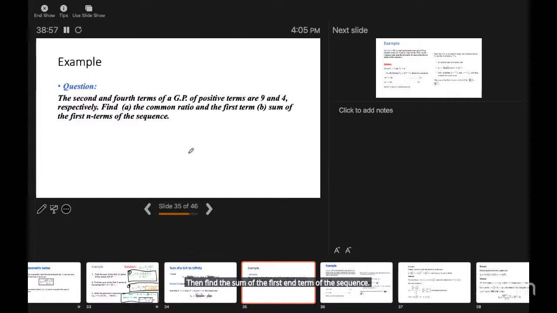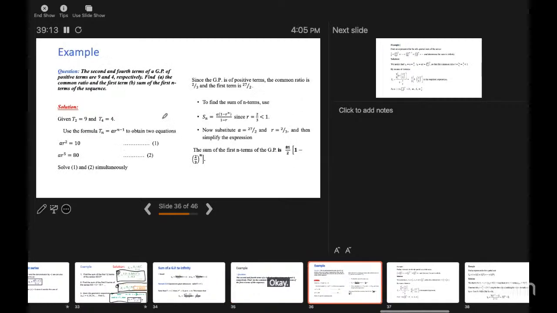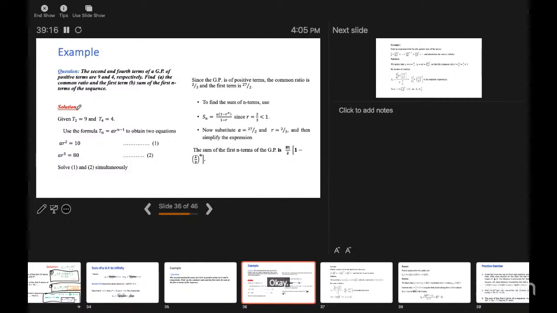Oh, fantastic. This one is tricky. You know the formulas for the common ratio and the first term. You form simultaneous equations to get the common ratio and the first term, then you use the formula to find the sum. That is what I try to illustrate here. I have these two equations that I solve simultaneously, and I have the common ratio is 2/3, and the first term is 2/7.